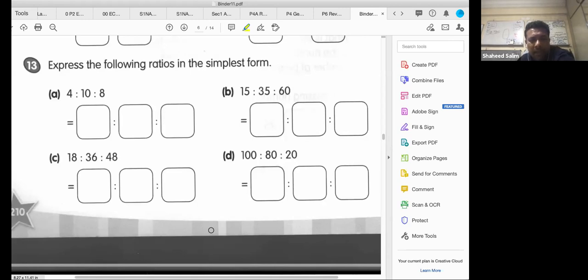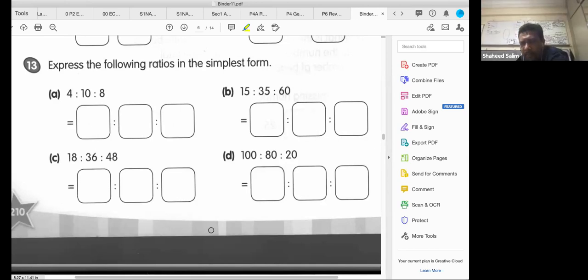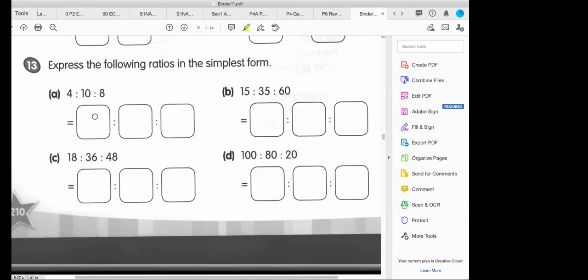Ready? Mistake in calculation for C. Ready for D, correct. For C, there's a mistake. Mimi, come. You divide by 2 this one. What do you get?